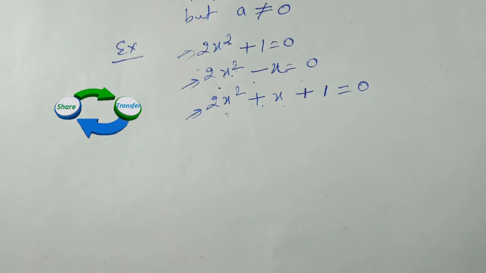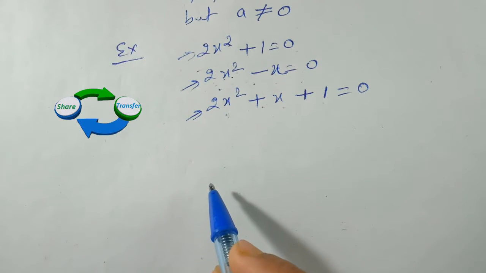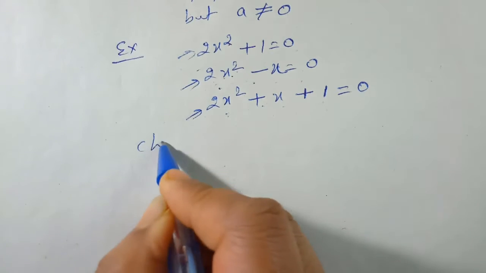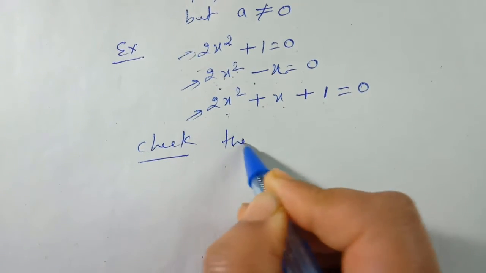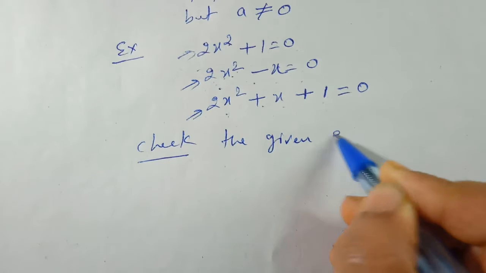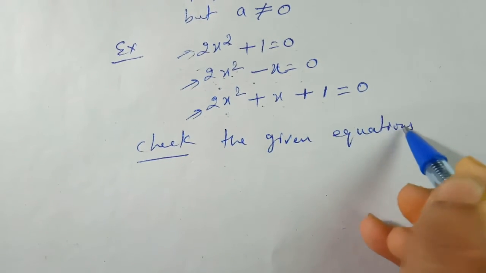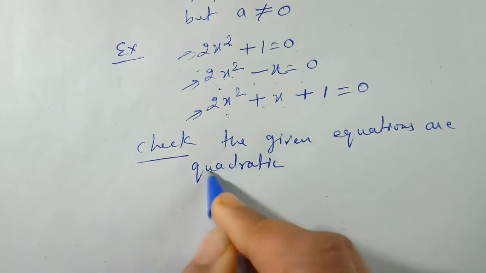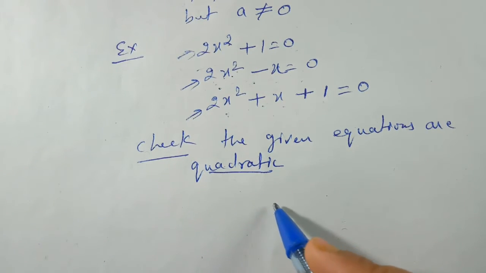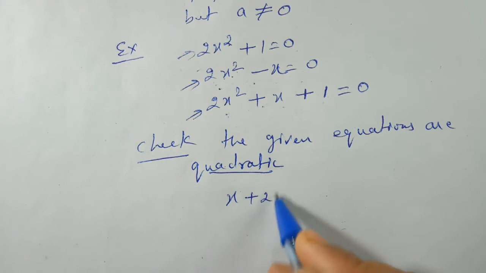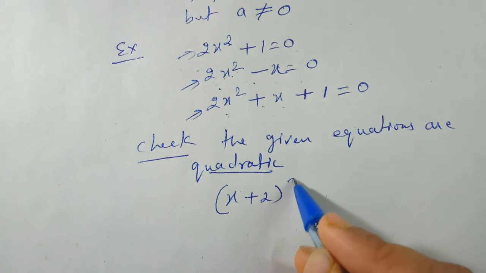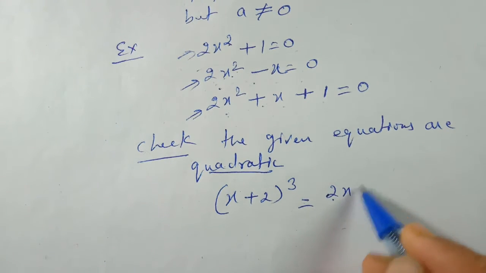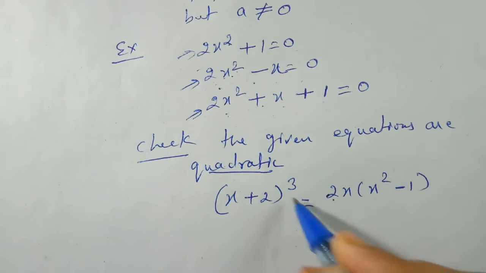Now if some equations are given and you have to find out whether they are quadratic or not, how will we check? We have to check whether the given equations are quadratic or not. So it is given x plus 2 whole cube equal to 2x into x square minus 1.